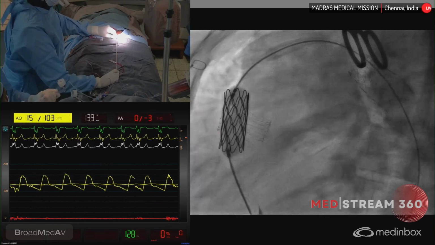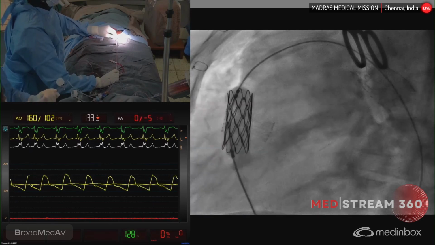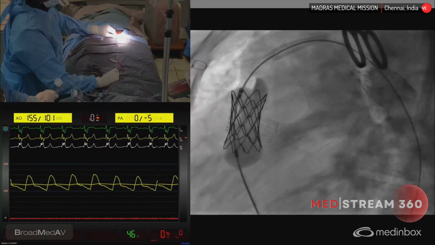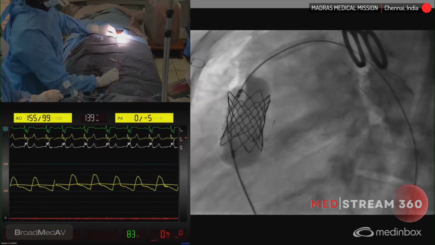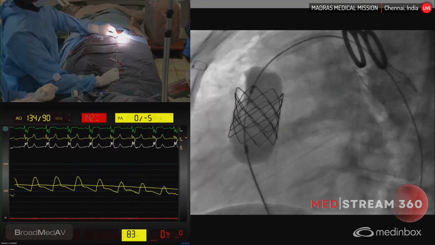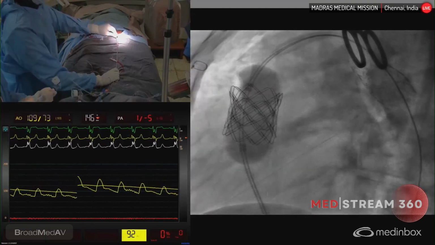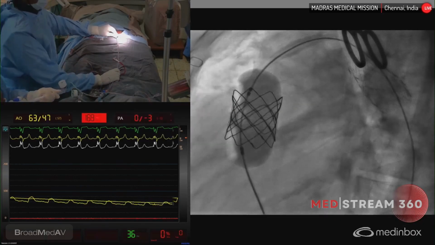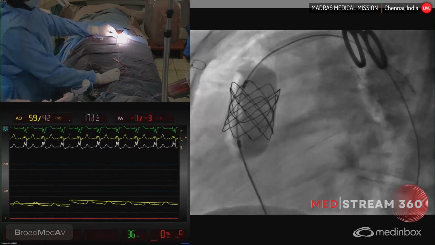I'm going with the outer balloon now. The outer balloon is going at 1, 2, 3, 4. Is it 3? I'm going up to 3. Okay, go up to 3. Now, fluoro store. Now I'm taking a shot in it.